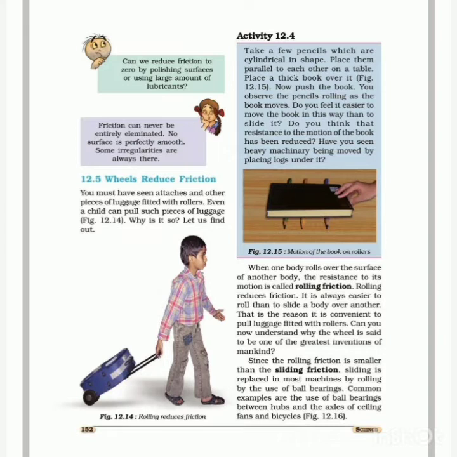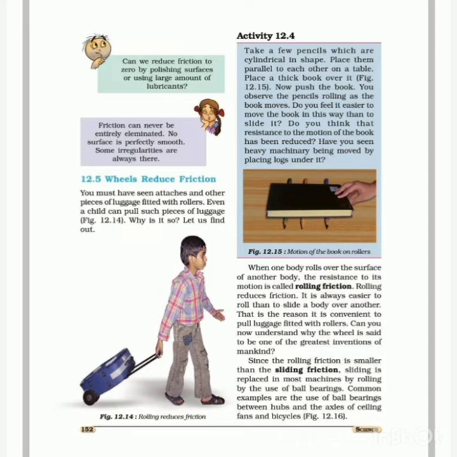See this activity 12.4. Take a few pencils which are cylindrical in shape. Place them parallel to each other on the table. Place a thick book over them. Observe the pencils rolling as the book moves. Do you feel it is easier to move the book this way than to slide it? Do you think the resistance to the motion of the book has been reduced? So now we are reducing the friction. The motion of the book is on rollers. While using pencils, it is easier to move the book from one place to another. This is the activity of reducing friction.